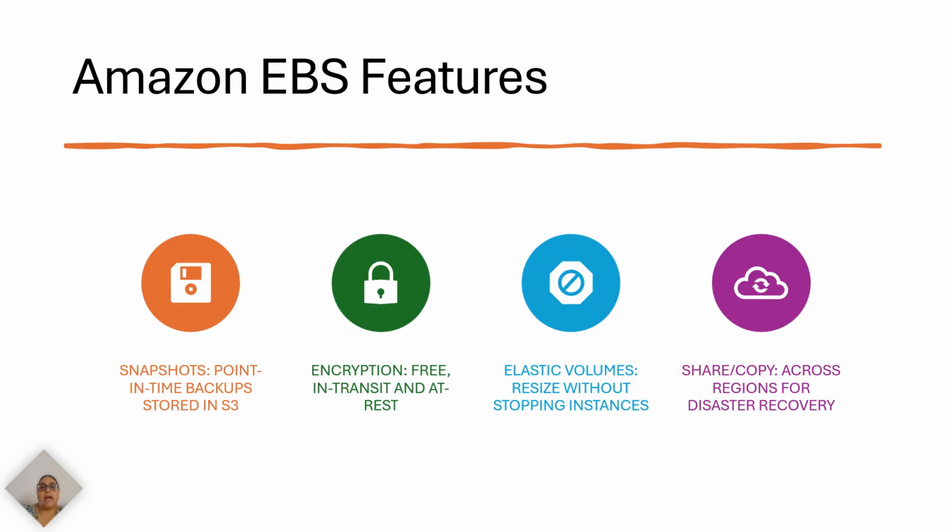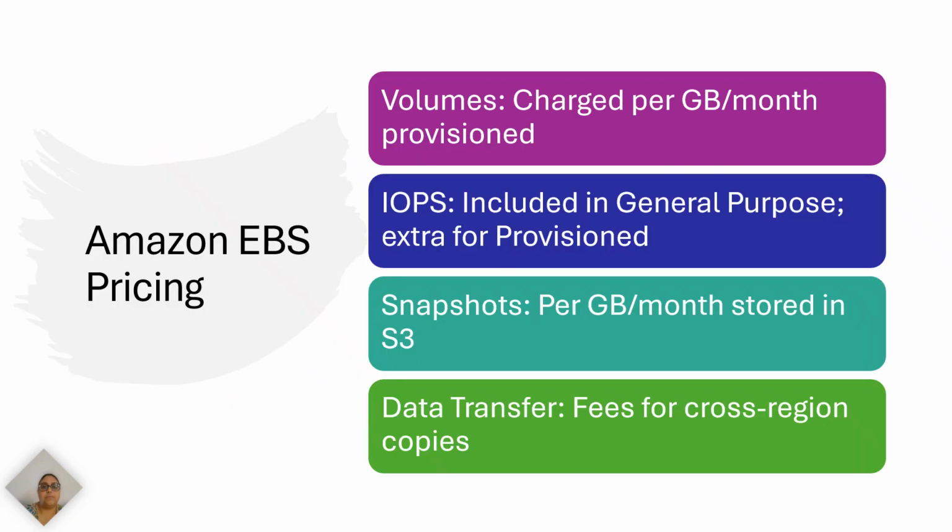Encryption is built in at no extra cost, covering data in transit between EC2 and EBS as well as at rest on volumes. You can resize volumes dynamically from 50 GB to 16 TB or switch types like HDD to SSD without downtime, supporting growing applications seamlessly. Share snapshots globally for disaster recovery, such as copying from US East to Asia Pacific, enhancing data protection and availability.